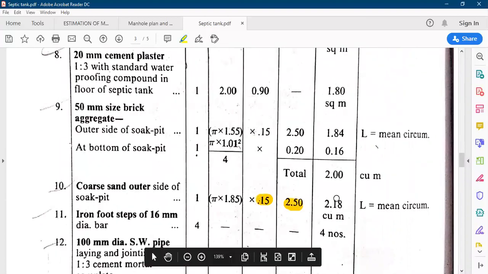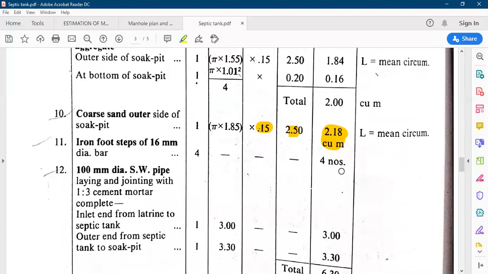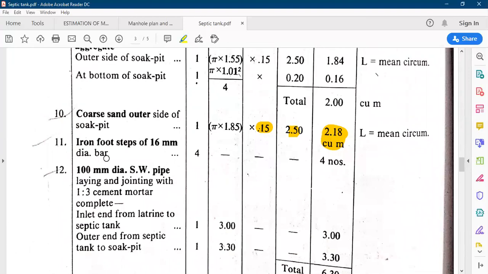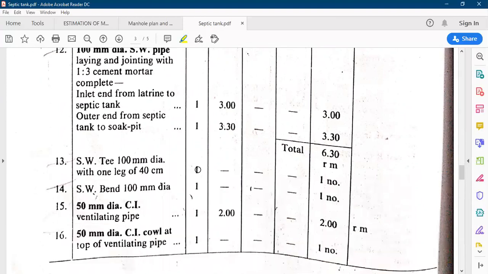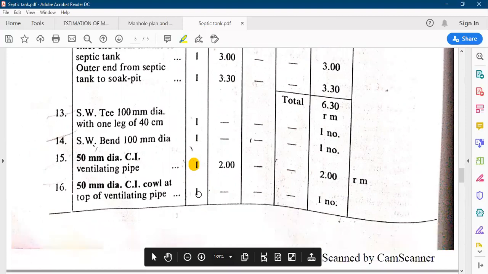So that will give the coarse sand in the outer portion of the circuit. That value is 2.18 meter cube. Similarly, these are the number of components which we can see in the septic tank. We have to identify how many iron footsteps there are, how many pipes of what meter length, how many T's, how many bends, and how many CI ventilating pipes and ventilating cowls.